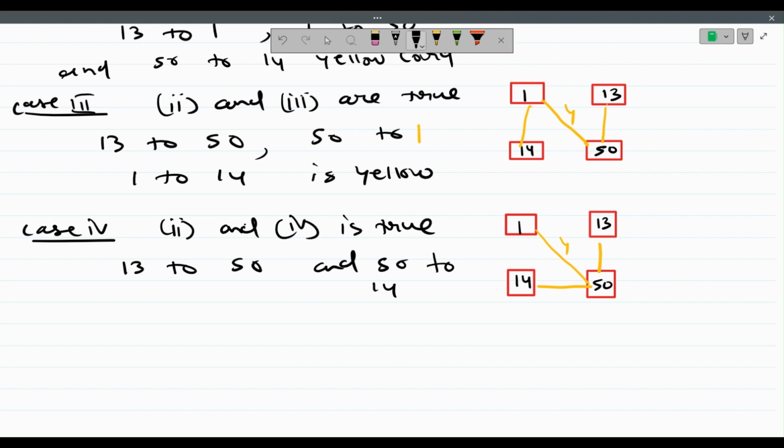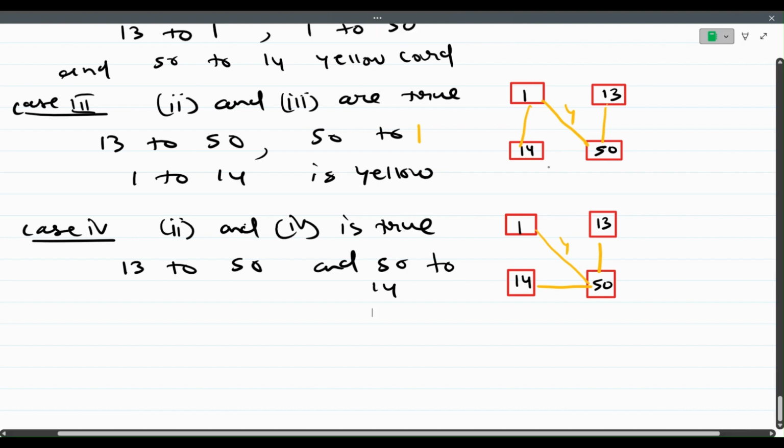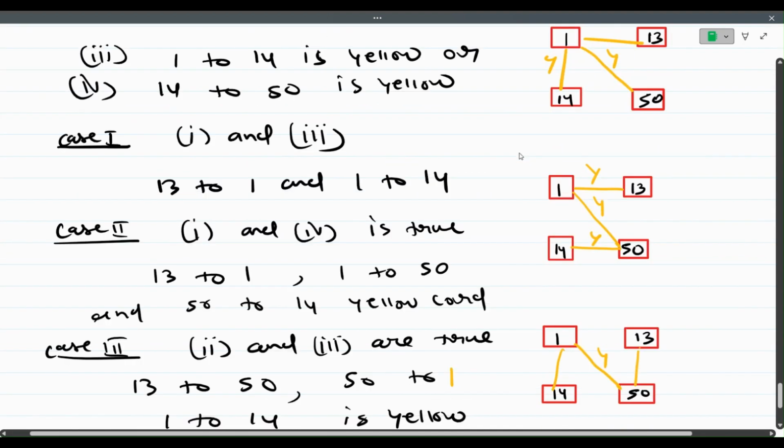So in every case we can see that there will always be a route which connects 13 and 14 that uses only yellow cord.